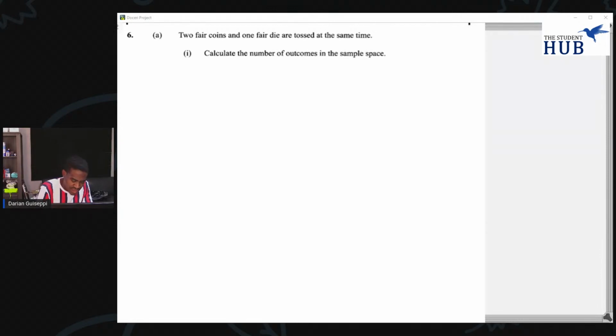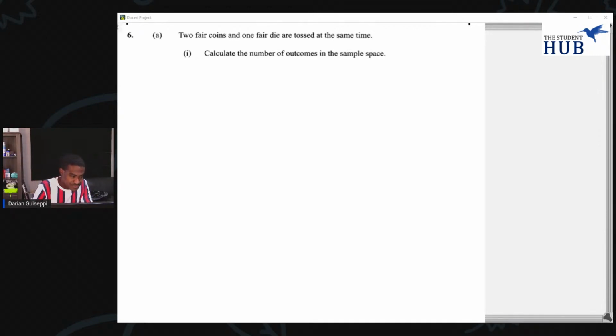2 fair coins and 1 fair die are tossed at the same time. Calculate the number of outcomes in the sample space. So they want us to find the number of outcomes in the sample space. So this is what we have here: 2 fair coins and 1 fair die are tossed.